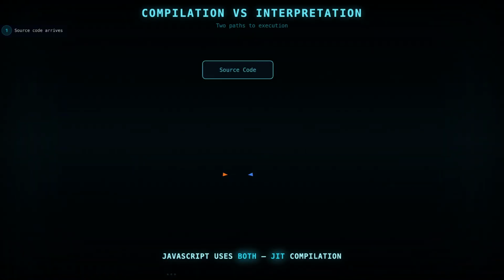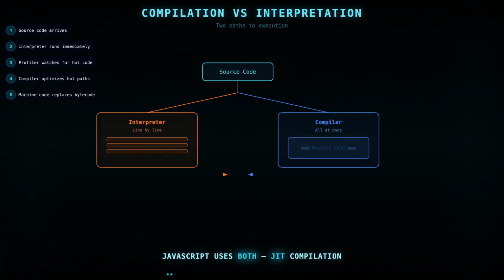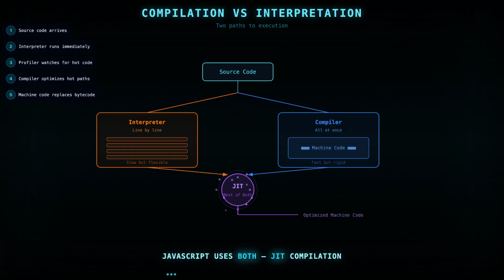Here's where it gets interesting. Traditional interpreters execute code line by line, slow but flexible. Compilers translate everything up front, fast but rigid. JavaScript engines use both. Just-in-time compilation. They interpret first, then watch for hot code paths that run frequently, and compile those into optimized machine code on the fly. Best of both worlds.